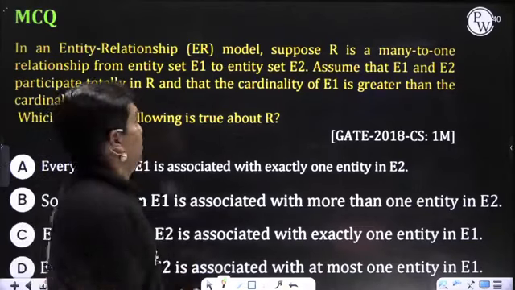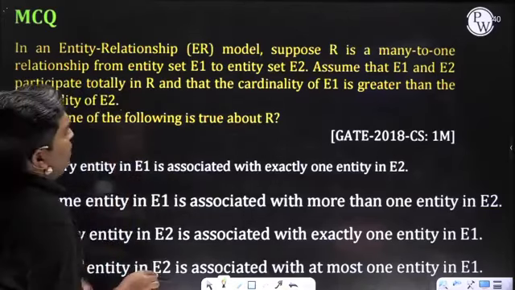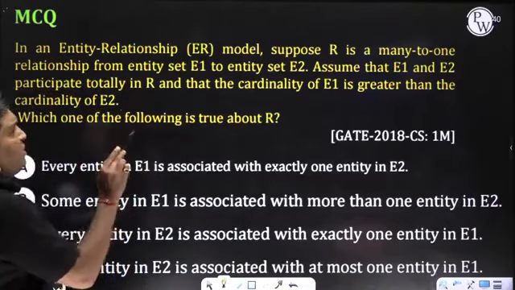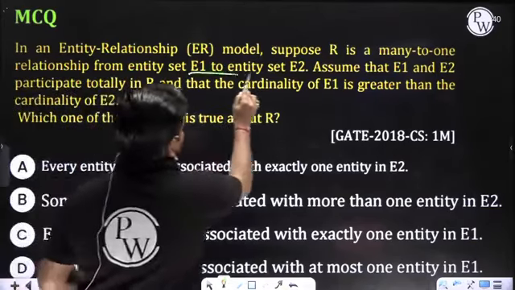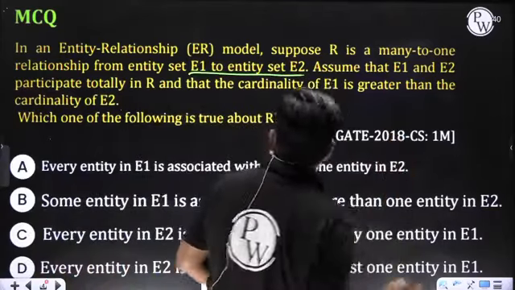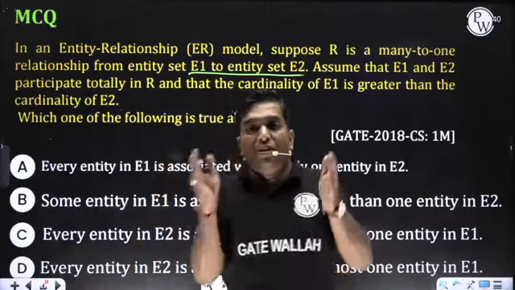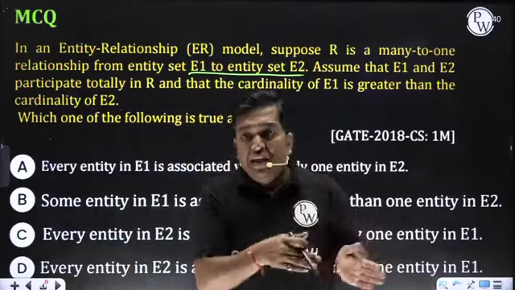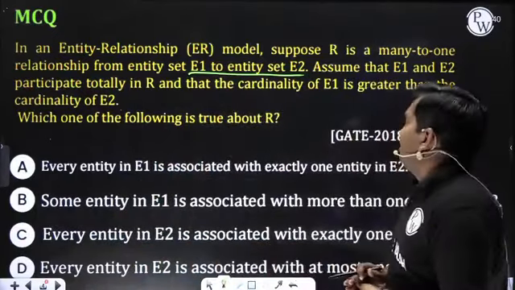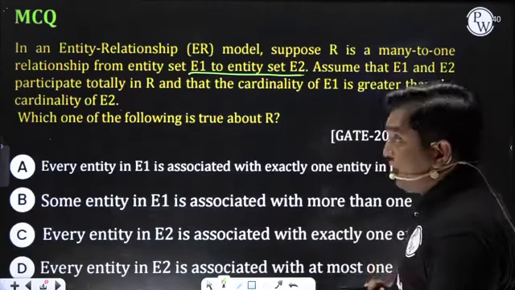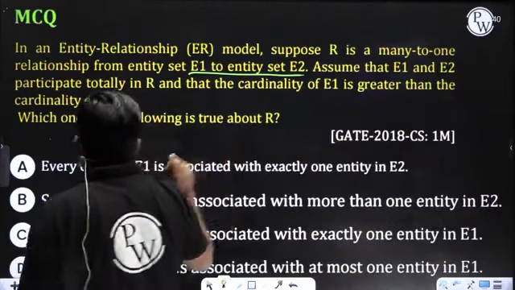In this question, an ER model is mentioned. Suppose R is a many to one relationship set from entity set E1 to entity set E2. Assume that E1 and E2 participate totally, which means there is a total participation between entity sets E1 and E2. And the cardinality of E1 is greater than the cardinality of E2. Which one of the following is true about R?